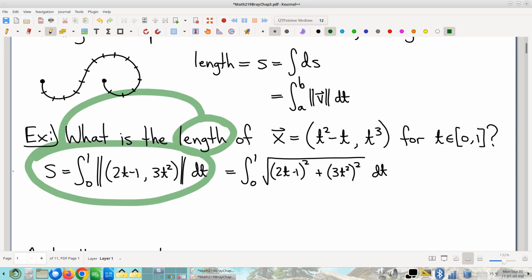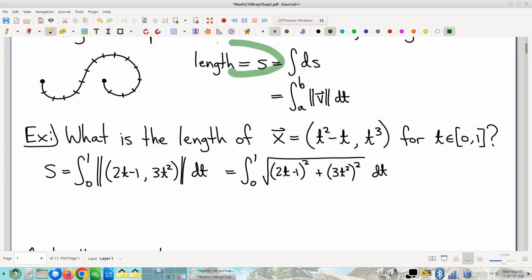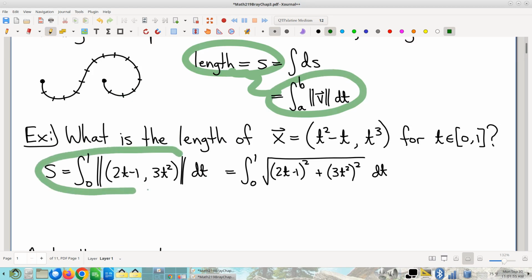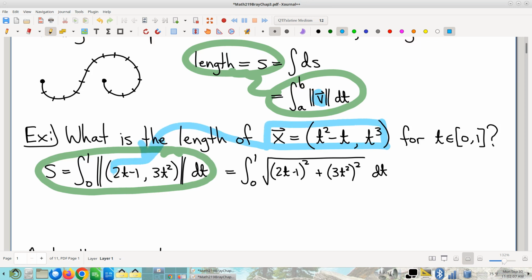We have a formula for length. Length is the integral of the velocity, the integral of the speed, namely the magnitude of the velocity. The velocity, of course, I can get from taking the position and differentiating it. So all I've done in the blue here is take my position formula, take the t derivative, and that gives me my velocity formula. So I'm literally taking here the magnitude of the velocity.